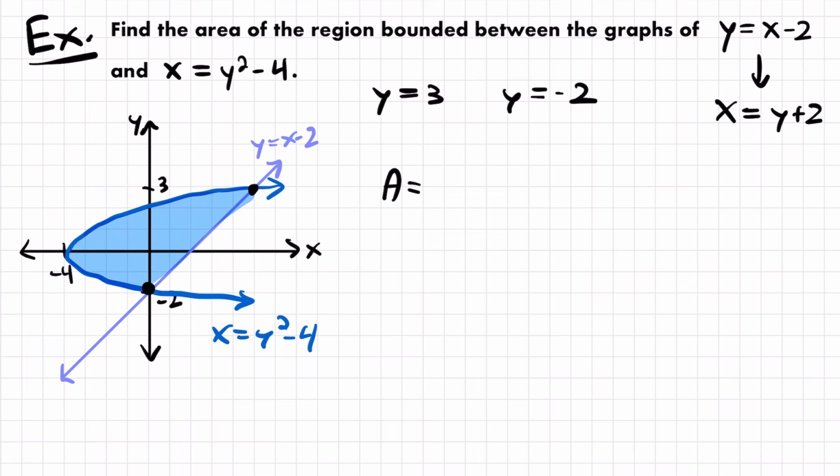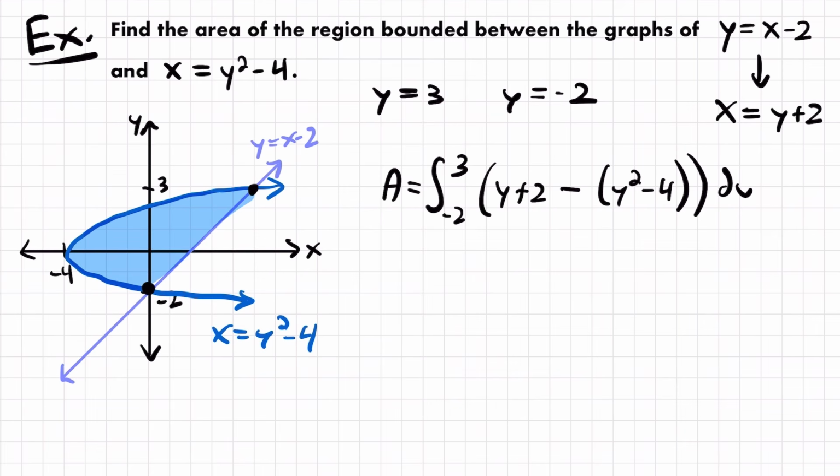We'll have that the area is equal to the integral from negative 2 to 3, right? Those are our bounds in the y direction. We're going from negative 2 to 3. That is where this region is contained. And we'll take our top function, which is this line, x minus 2, and we will subtract the bottom function, y squared minus 4. Now, remember, they all need to be in terms of y since we are integrating with respect to y. So we can't use x minus 2, we need to use y plus 2, which is the same function, just expressed in terms of y. So we'll have y plus 2 minus the other function, or the bottom function, which is y squared minus 4. And so that will be integrated with respect to y.